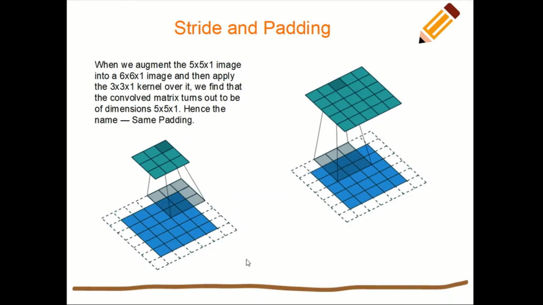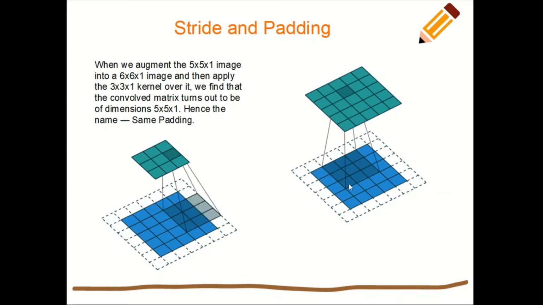Now, what is the concept of a stride and padding? For example, we have this 5 by 5 image here, and as you can see, this particular filter is moving 2 steps at a time, right? It is moving by 2 pixels at a time. So in this particular case, the stride is 2. And what is the size of the filter? The size of the filter is 3 by 3 in this particular case.